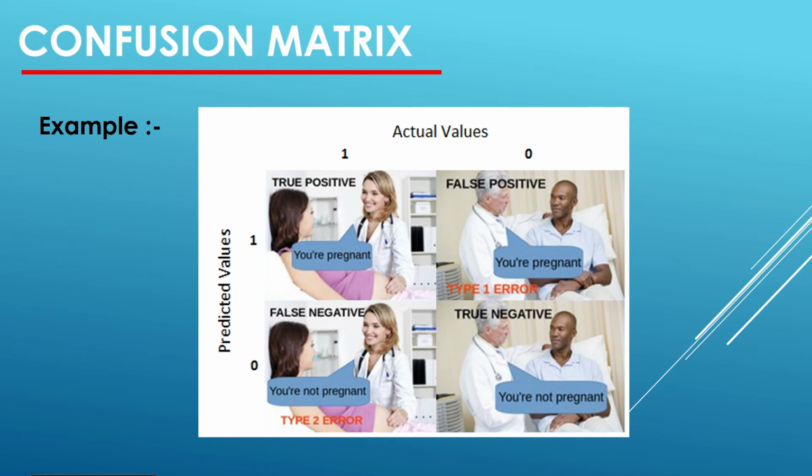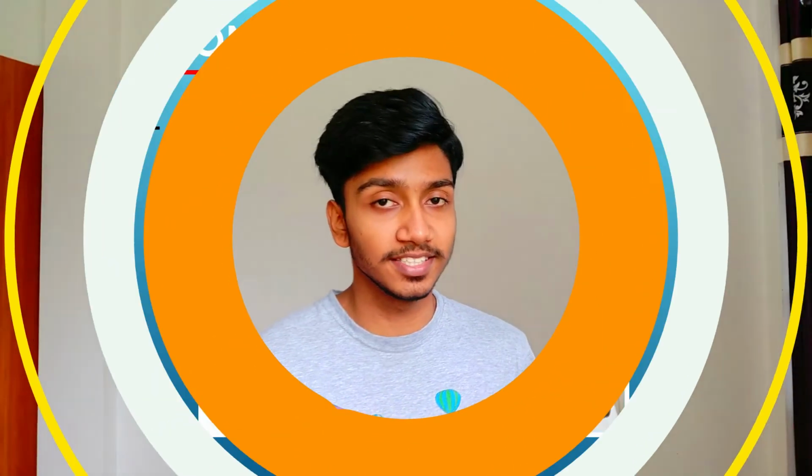In the second block, the false positive block, you will see the doctor is saying to a man that you are pregnant, which obviously doesn't make any sense, and causes a type 1 error. In the third block, which is false negative, you'll see the lady is pregnant but the doctor is saying that you are not, which causes a type 2 error. And in the last block, the doctor is saying to the man that you are not pregnant, which is obviously correct. So from the 4 blocks, the first and the fourth block are the important ones. These blocks tell us how our model is performing, and if you combine both of these blocks, you will get the total count of your correct predictions.